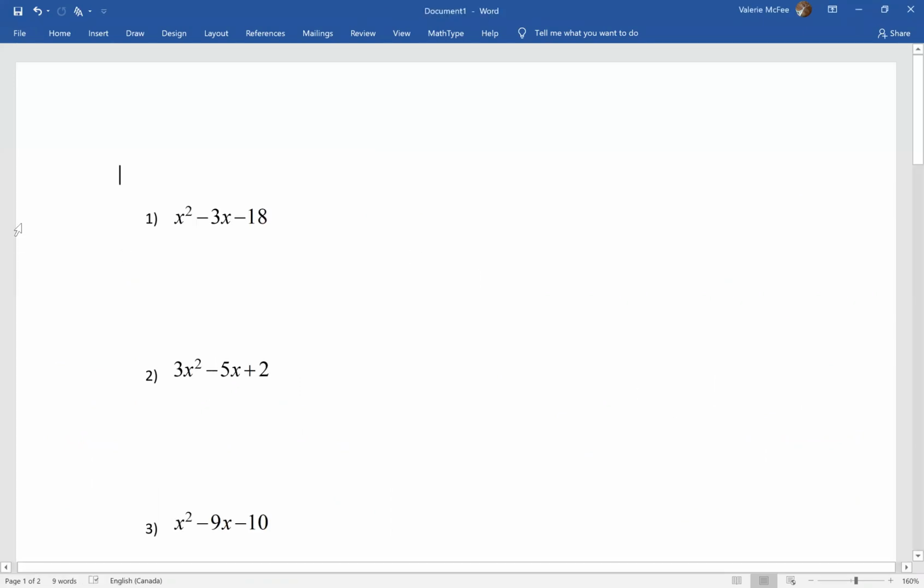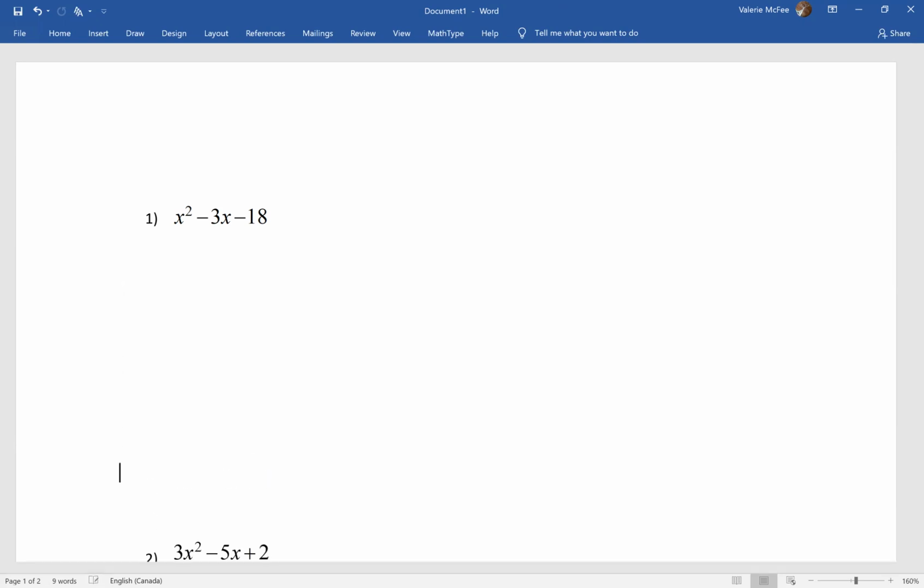So here's my paper. I hope you have new paper in front of you. Please don't try to squish this into the margins, into places that are too tiny and too tight to work. You need lots of room. Math requires paper and space.